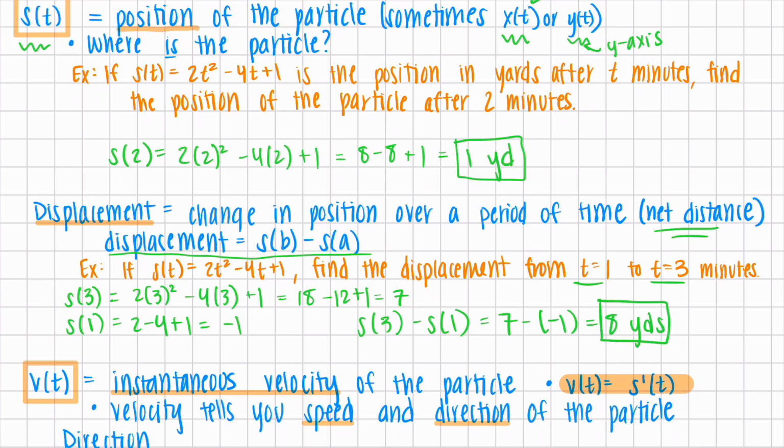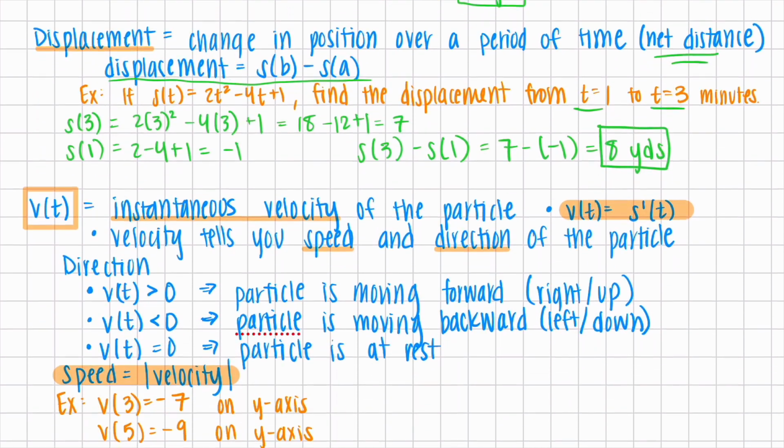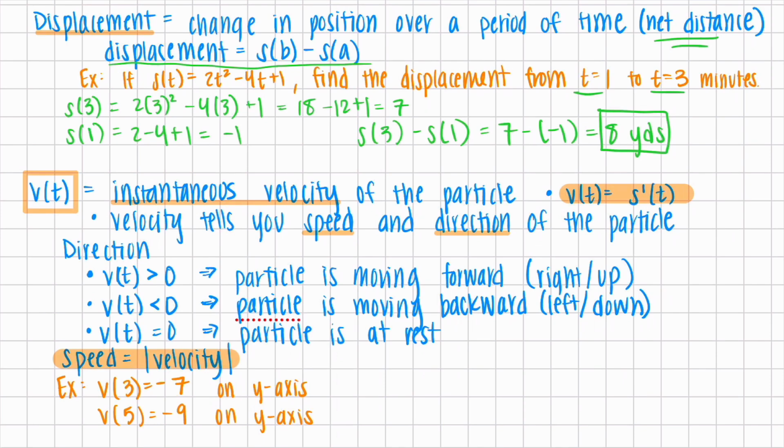That's a little bit about position. Next, let's move on to velocity. So v of t is the instantaneous velocity of the particle. And instantaneous might ring a bell. V of t equals s prime of t. So take the derivative of position and you get your velocity equation. Velocity tells you two things. It tells you the speed of the particle and the direction that the particle is moving.